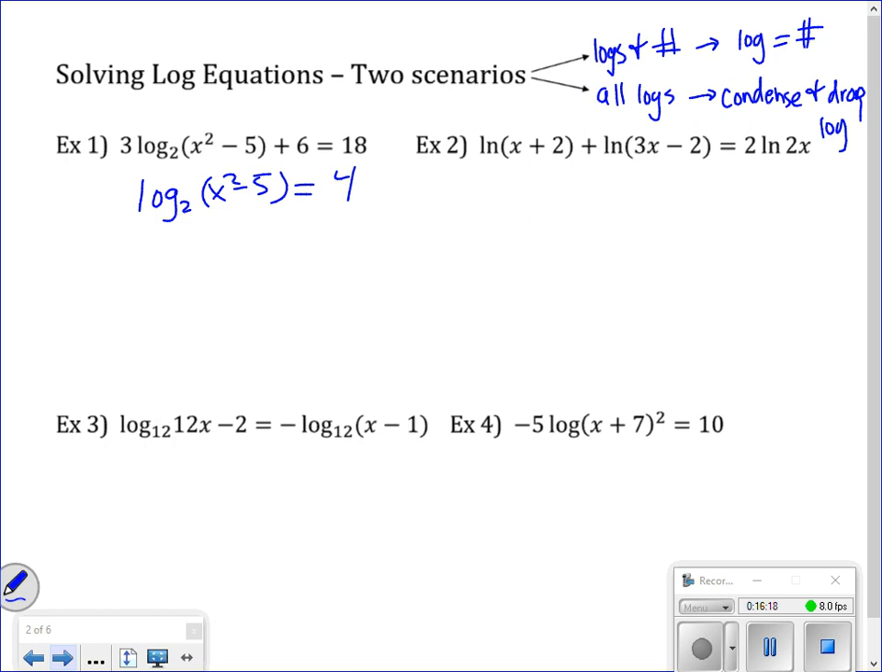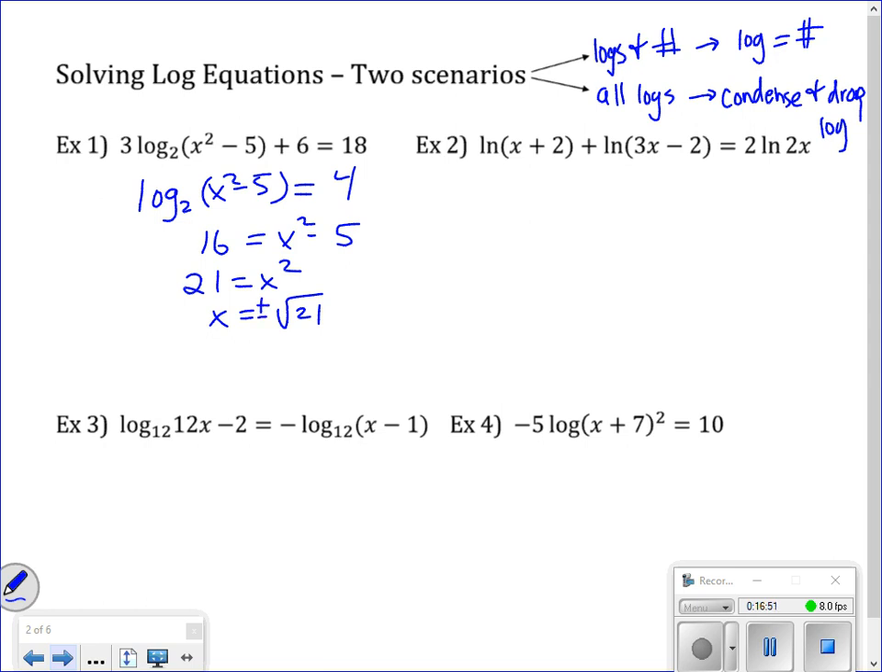Okay, now you're ready to write it as an exponent. My base is 2, so it's 2 to the what? 2 to the 4th. So what is 2 to the 4th? 16. So why don't I just write 16 has to equal what expression? Right, x squared minus 5. Okay, so then I just have to solve that. So add 5 to both sides, I get 21 equals x squared. So x would be radical 21. Anything else? And that's plus or minus.